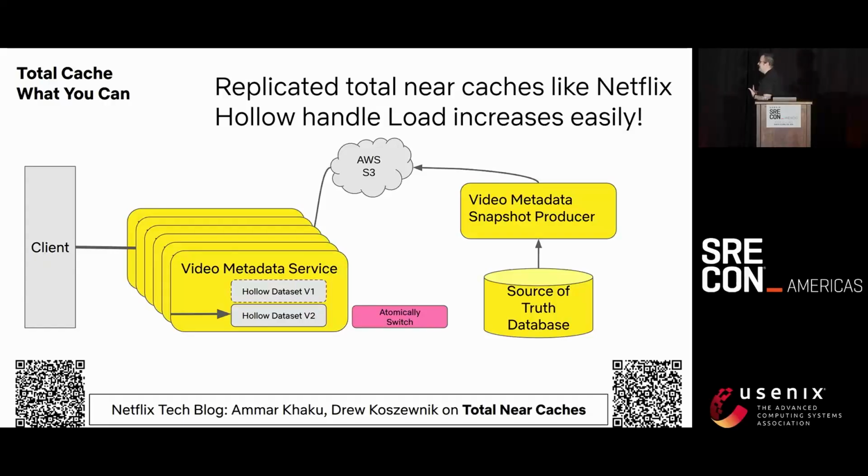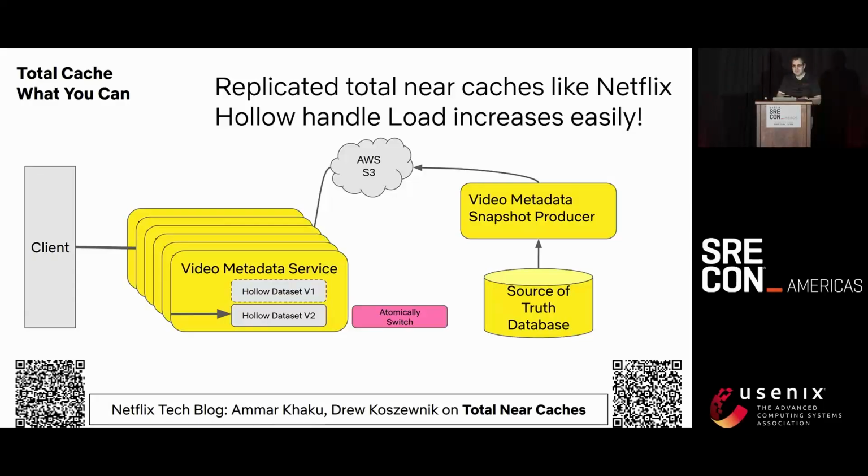All right, finally, we total cache what we can. This uses a system called Hollow, which is an open source project. I've linked a couple of posts here at the bottom. And the idea here is, what if the load spike never hit the database at all? So instead, what we do is we take snapshots of the data store. For example, we use this heavily in our media data store. So things like which content can be viewed in which countries on what kind of TV. That gets snapshotted up to S3 and then pulled into memory on our video metadata service.